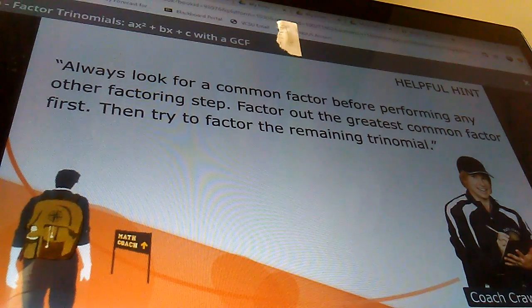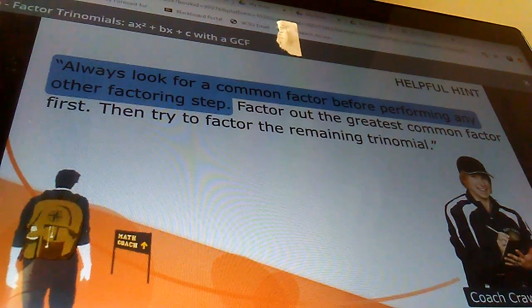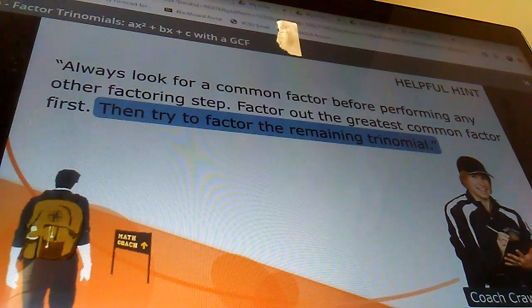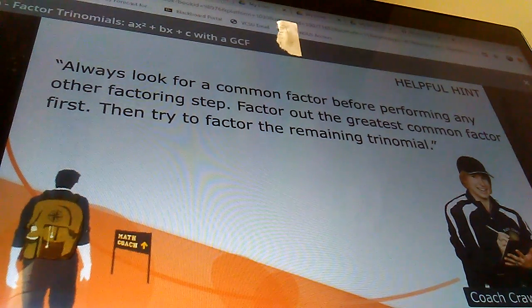Let's take a break for a moment and listen to our helpful hint from Coach Crawford. Always look for a common factor before performing any other factoring step. Factor out the greatest common factor first, then try to factor the remaining trinomial. Thanks, Coach.